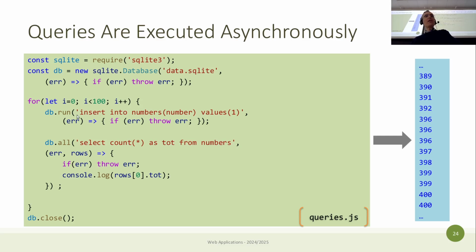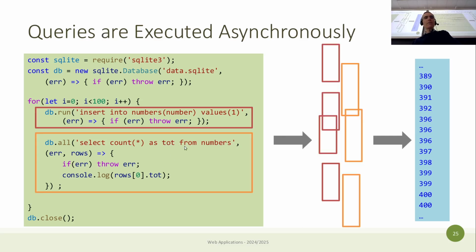So this is a very simple example: db run, insert into numbers values 1, so just a fixed value, and select count star, so tell me how many rows are present, okay? And console log rows 0 dot as, because I gave the name, queries. And you will see that the numbers are not in order. Why are they not in order? Because these operations are executed asynchronously. Okay, let's try.